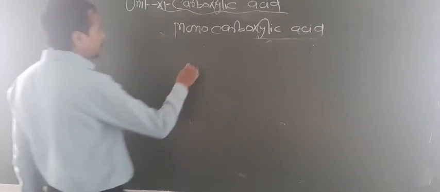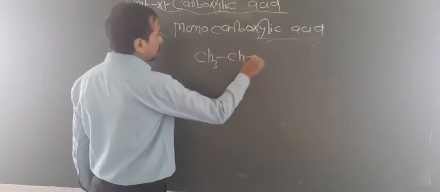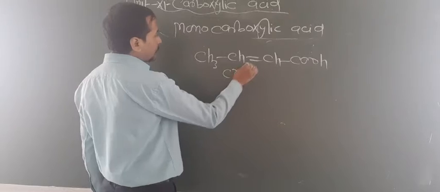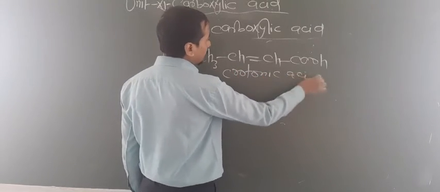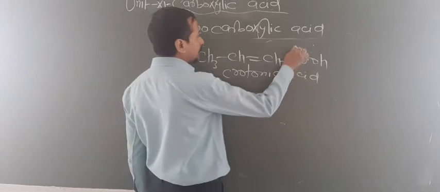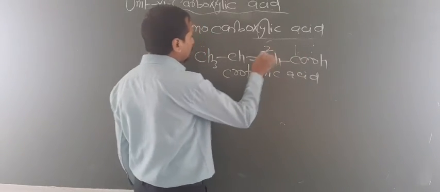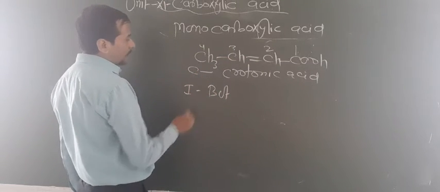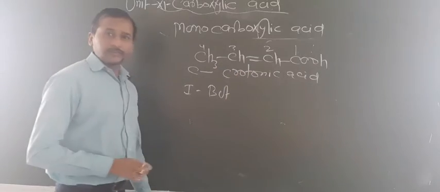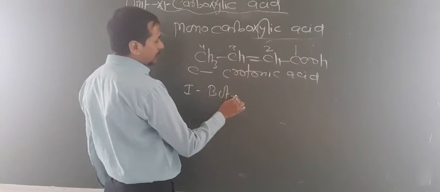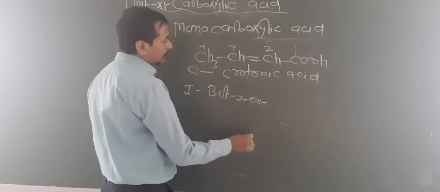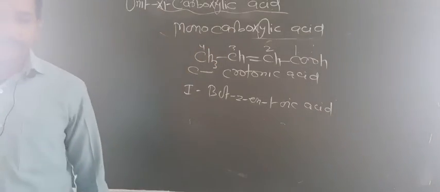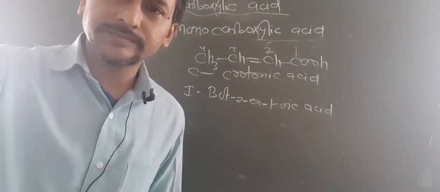Now some more examples you can take: CH3, CH, double bond CH and COOH. Commonly it is known as crotonic acid. But now in IUPAC nomenclature, how can we write this? Numbering starts from this end, so 1, 2, 3 and 4. Here 4 carbons means but. Here a double bond came, so that is ene. So 2 ene, okay, and 1 oic acid. By this way you can write the name of different carboxylic acids. Are you getting this point?